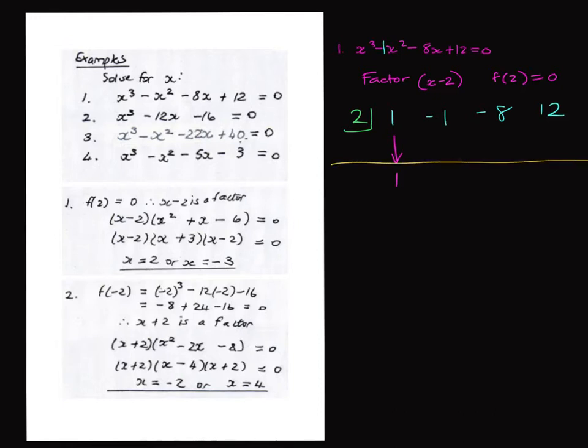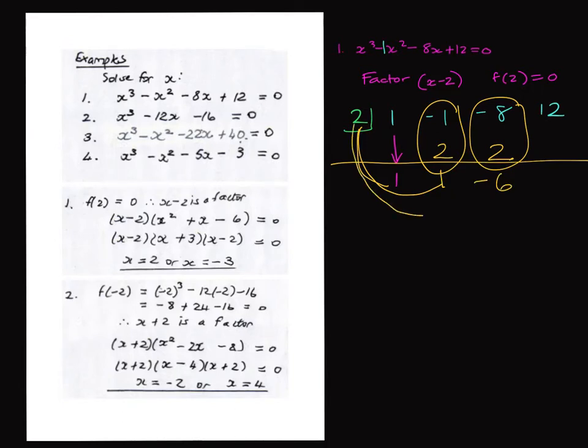Okay, then you go, 2 times 1 is 2. Then you're going to add these two. Negative 1 plus 2 is 1. And then you're going to have 2 times 1 again is 2. Negative 8 plus positive 2 is negative 6. And then we have 2 times negative 6 is negative 12. When you add those together, we get 0, which means we don't have a remainder, which is good.